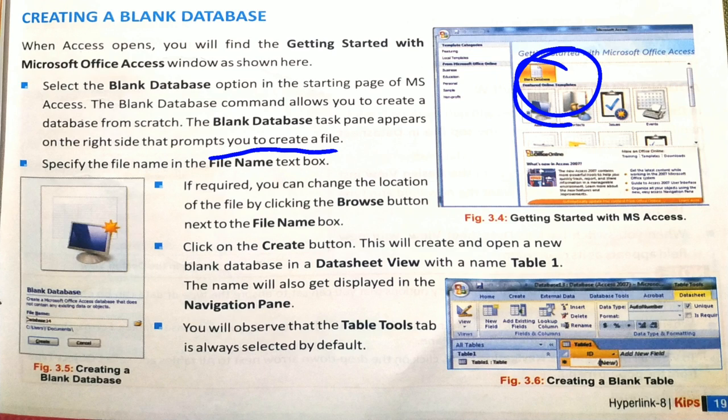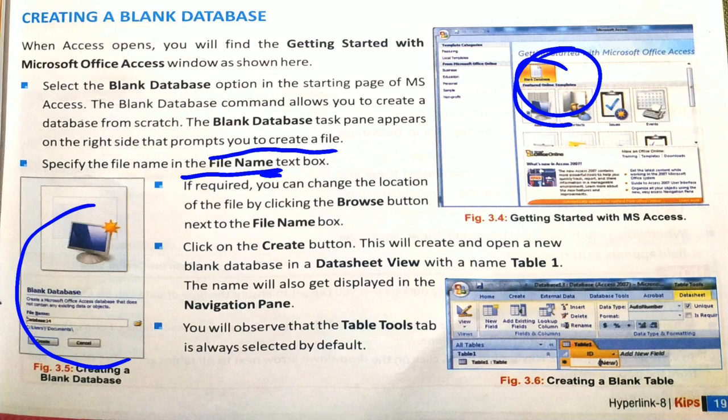So the blank database option allows you to create a file from scratch. The blank database task pane appears on the right side, prompting you to create a file. When you choose it, you will get an option to create a file, and there you will specify the name in the file name text box.